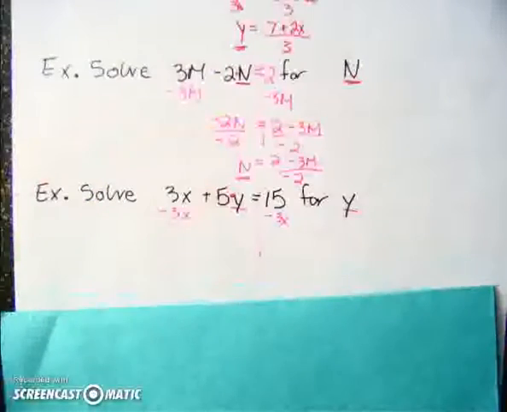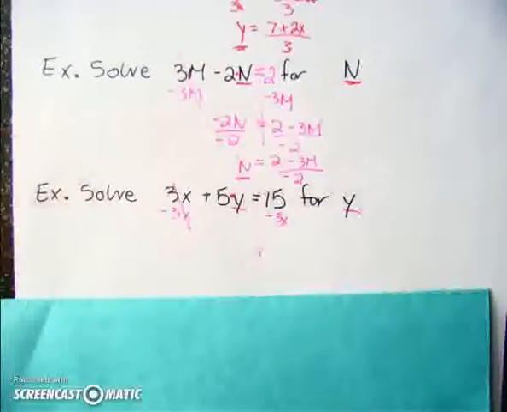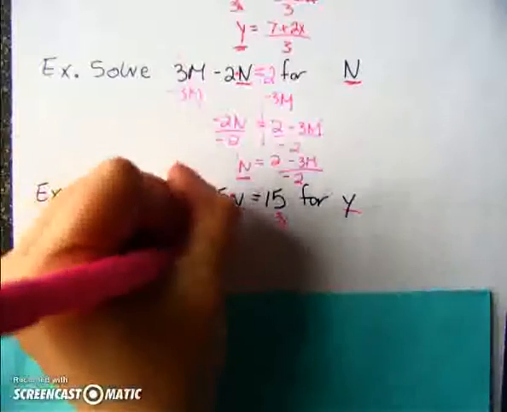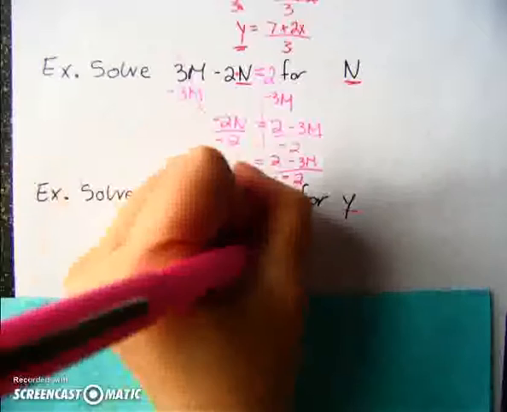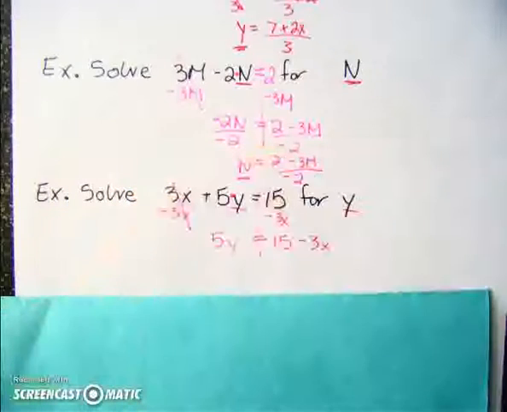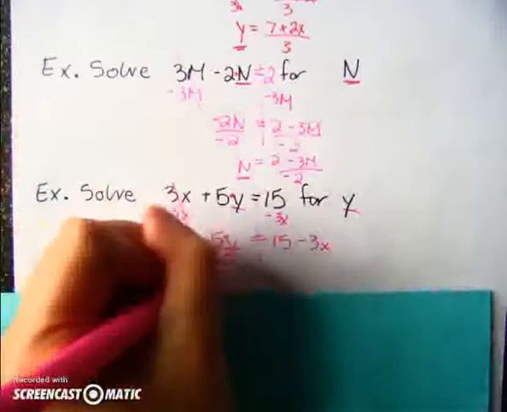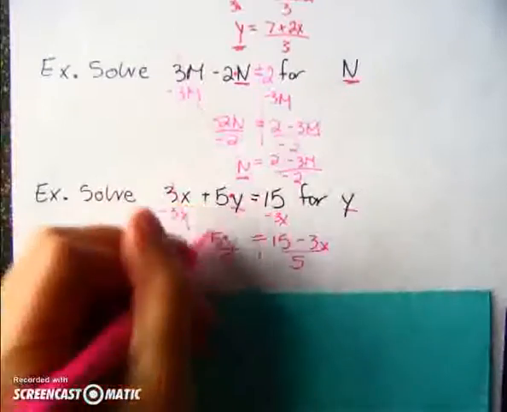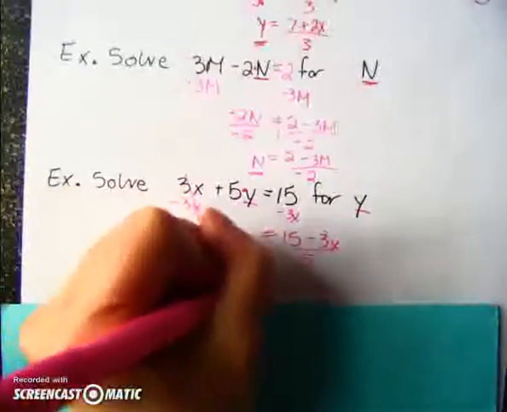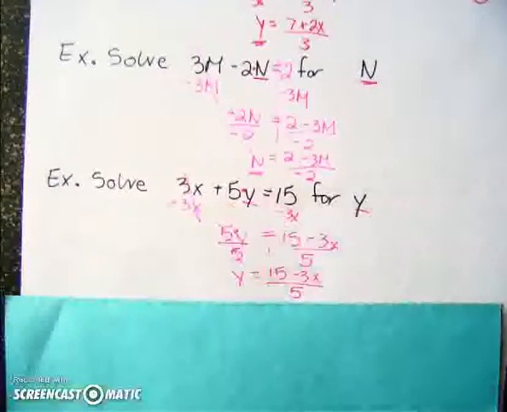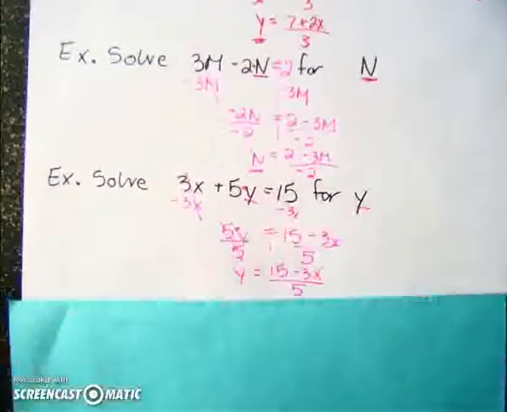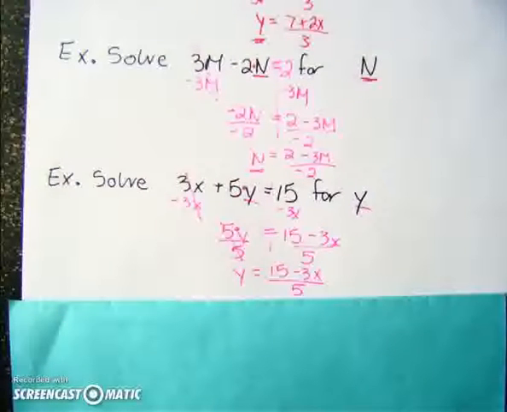This cancels because 3x minus 3x gives me 0. I still have 5y. 15 minus 3x, those aren't like terms, so I still have to write that as 15 minus 3x. Okay? Then I want to get rid of that 5. That's multiplication, so how do I undo multiplying by 5? I divide both sides by 5. And these cancel, and I'm left with y equals 15 minus 3x over 5. Okay. Am I done? Yes, because y is by itself on the left side of my equation.